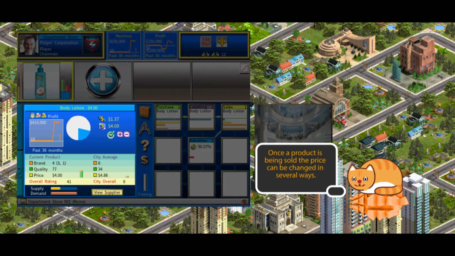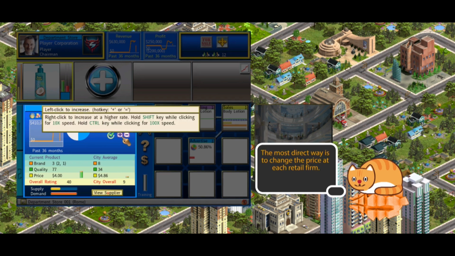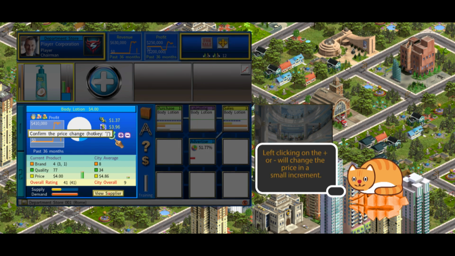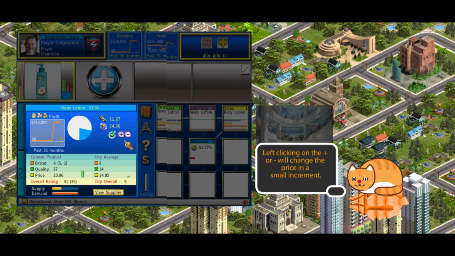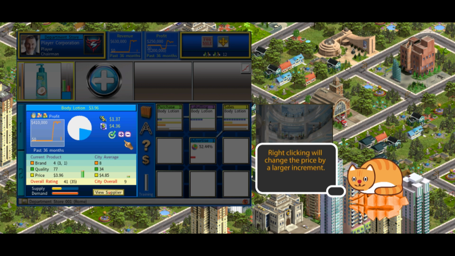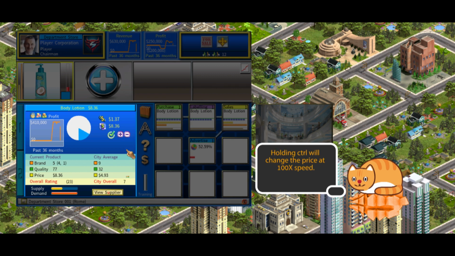Once a product is being sold, the price can be changed in several ways. The most direct way is to change the price at each retail firm. Left-clicking on the plus or minus will change the price in a small increment. Right-clicking will change the price by a larger increment. Holding Shift will change the price at 10 times speed. Holding Control will change the price at 100 times speed.